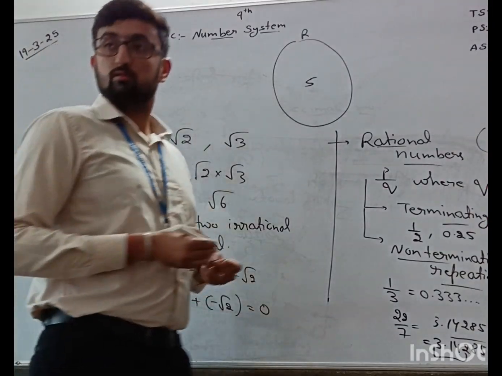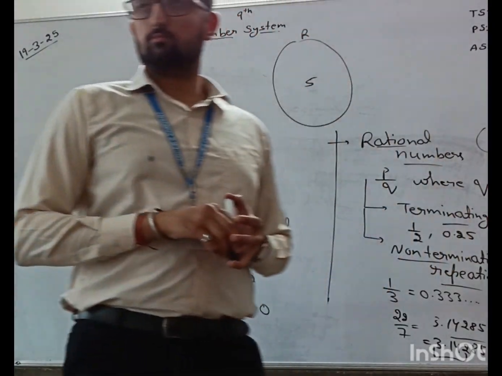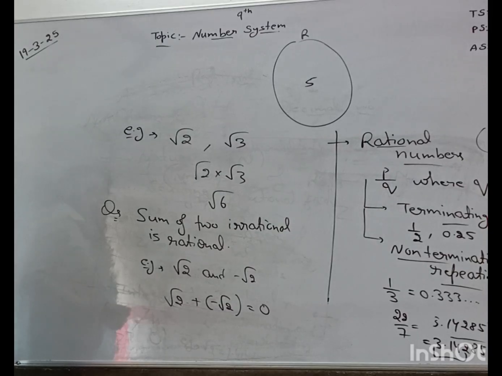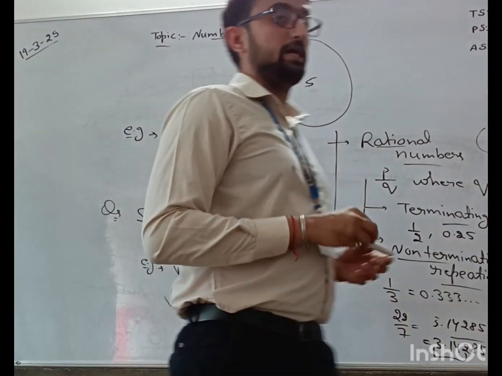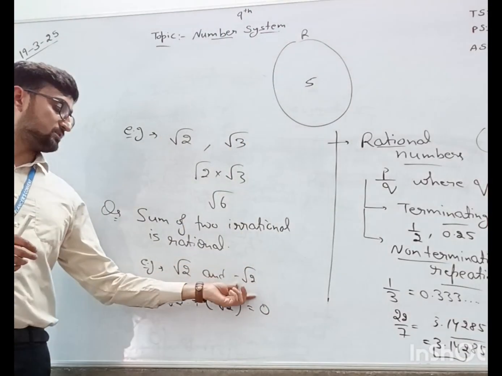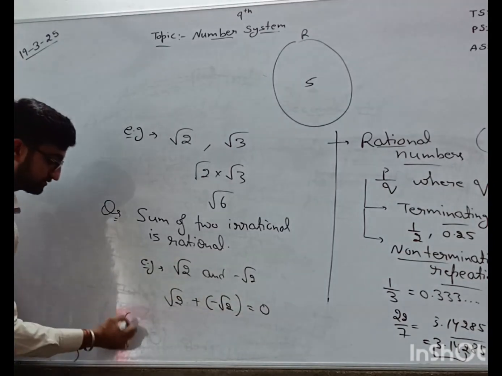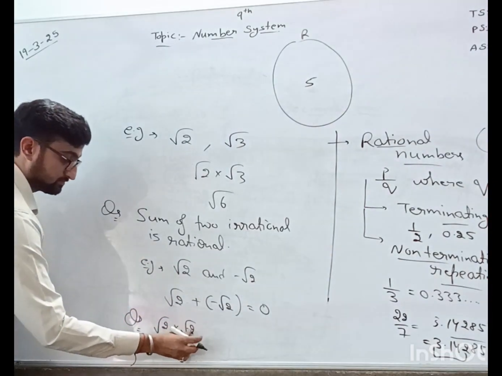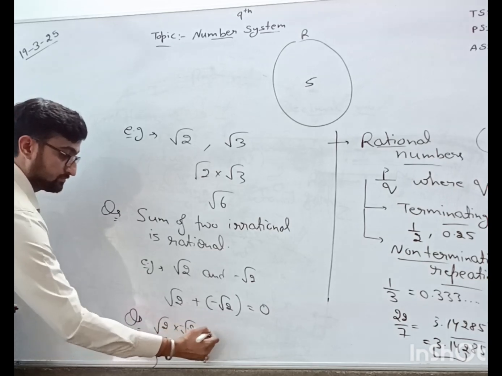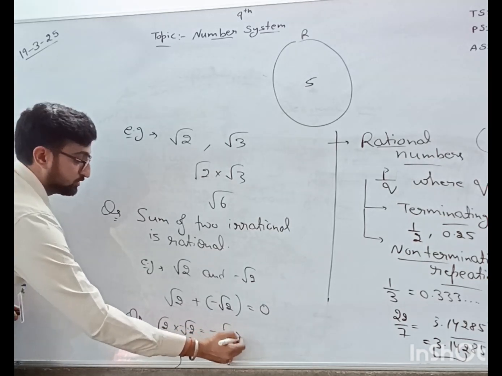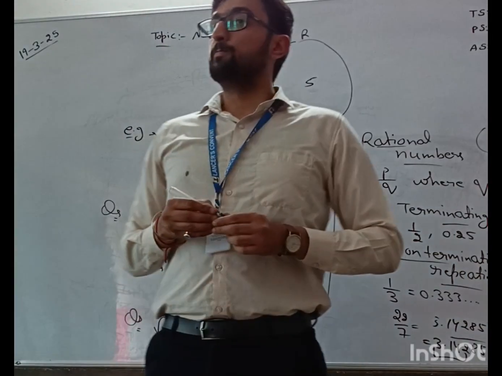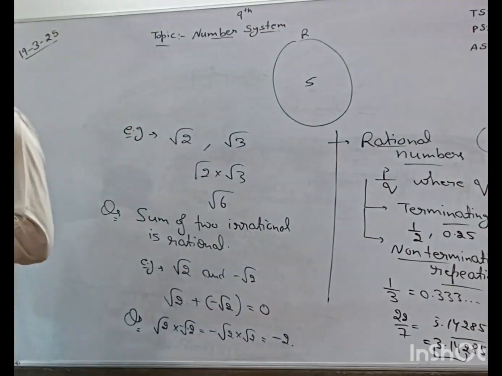Sir, can we have the product of two irrational numbers equal to a rational number? Can we have examples of such? In the case of the product of two irrational numbers, root 2 and minus root 2, it is minus root 2 into root 2, which is minus 2. So yes, the product of two irrational numbers can also be a rational number.